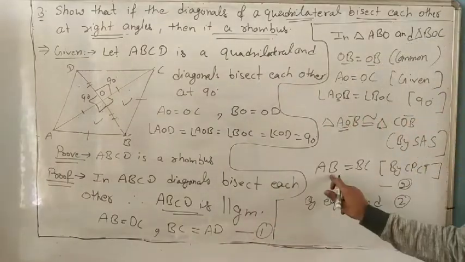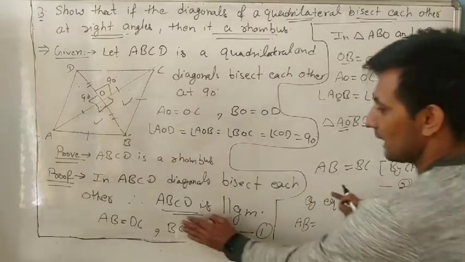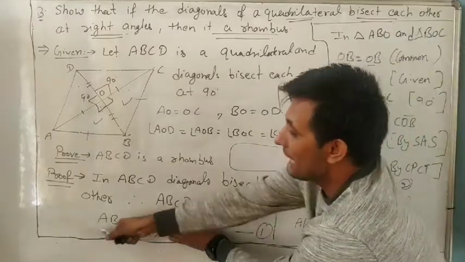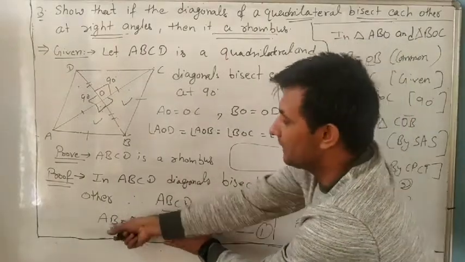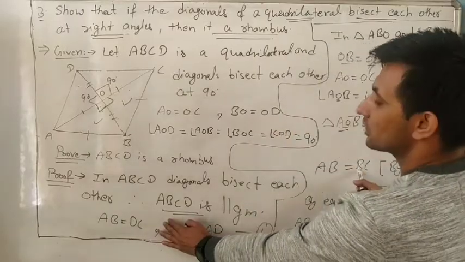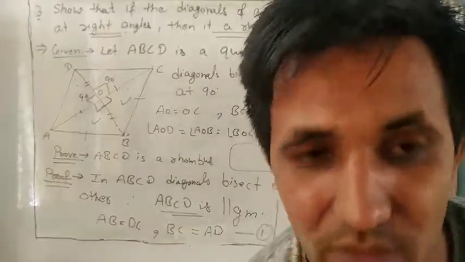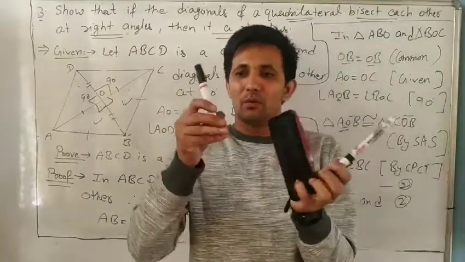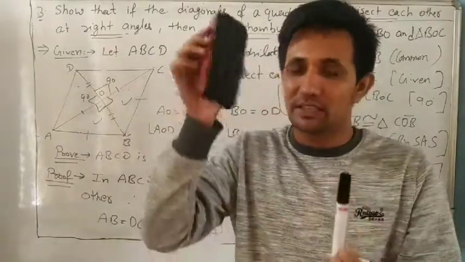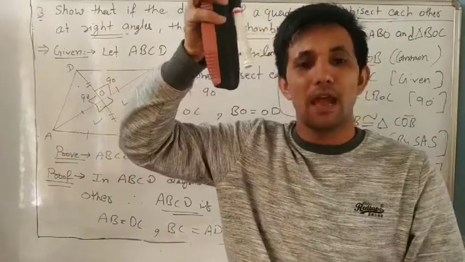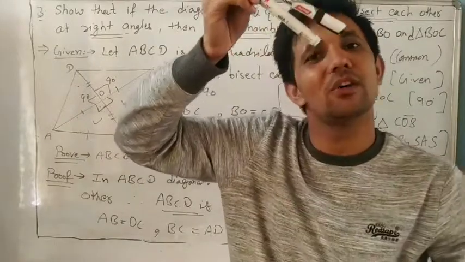Look, AB equal to BC also, AB equal to DC also. It means BC and DC are also equal. Understand? Like this one. Suppose this one is a pen, these two are pens, and this one is a duster. If I say the height of the duster and this pen is the same, and the height of this pen and the duster is also the same, it means the height of these two pens is also equal.